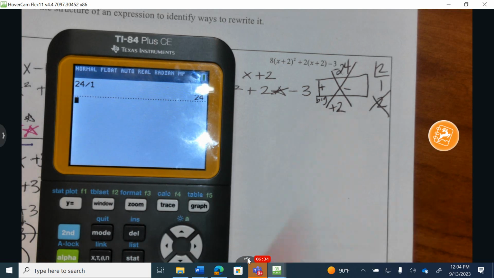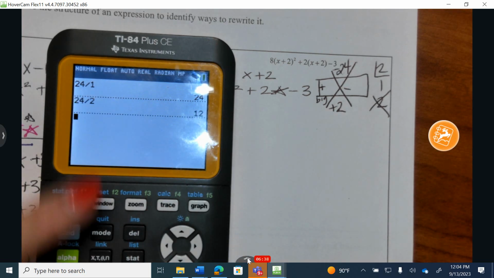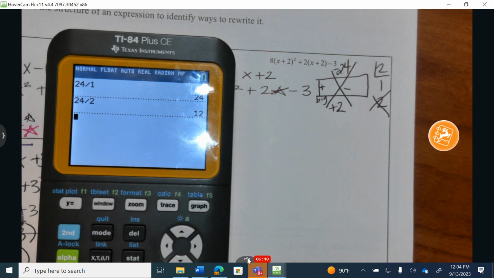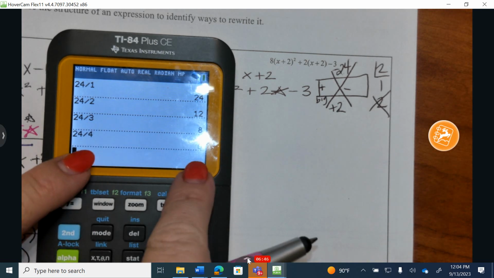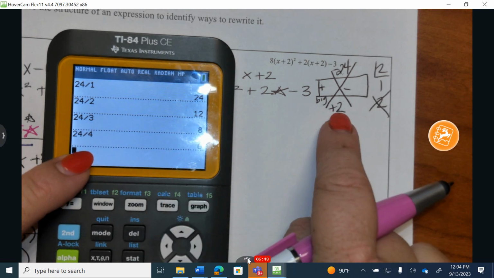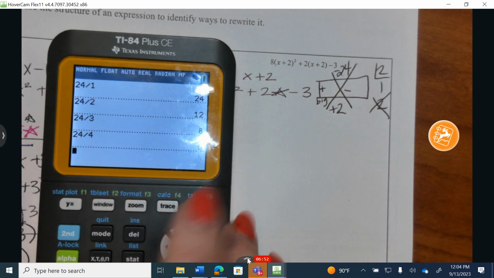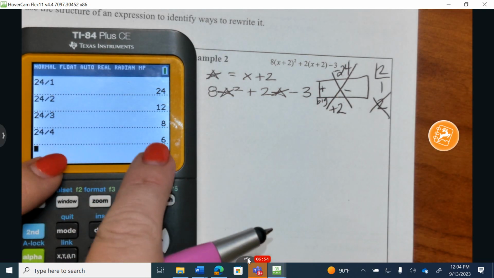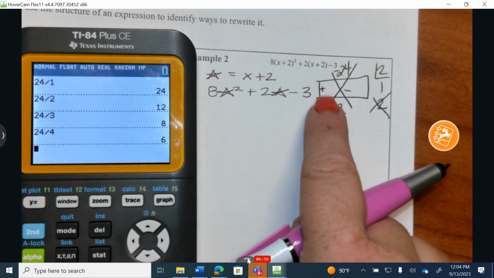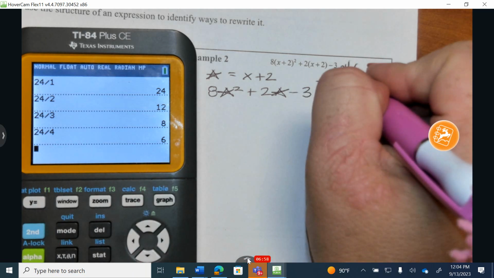Is 1 and 24 2? No, you can't get 2 by combining them. 24 divided by 2, does 2 and 12 somehow give you 2? Nope. 24 divided by 3, does 3 and 8 give you 2? Does not work. 24 divided by 4, does 6 and 4 somehow give you 2? It does. Some of you are like, it's 10, but if they're different signs, it will achieve 2. How do I know which one is positive? The bigger one. So this is positive 6 and minus 4.